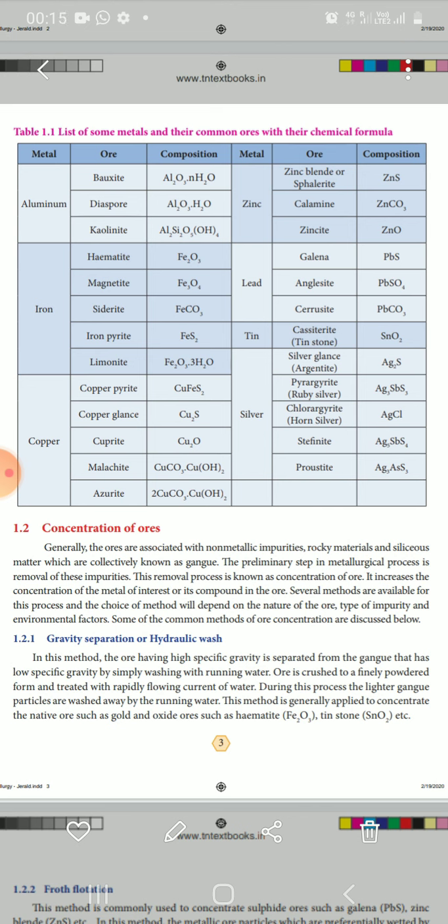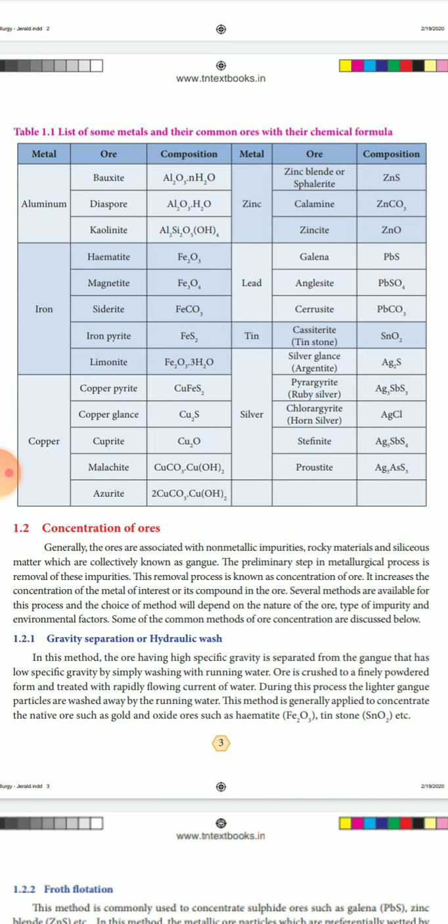Then copper, aluminum, iron, these three. Then zinc, lead, tin, silver. These are the metals, and their ores are also listed in your textbook. You download the textbooks, then you can see it page by page and understand.